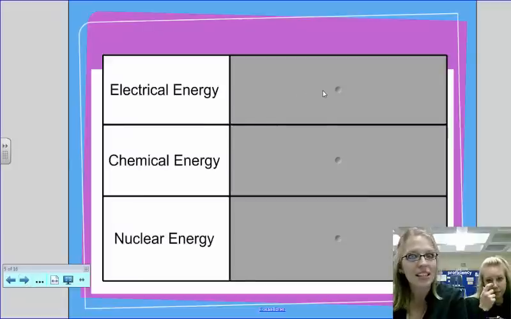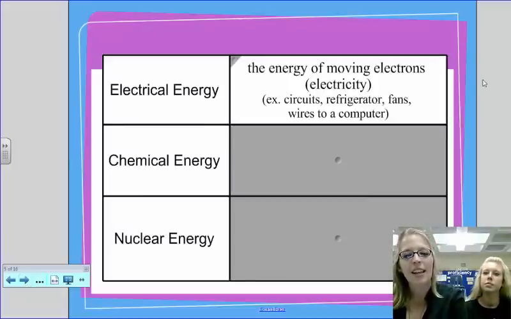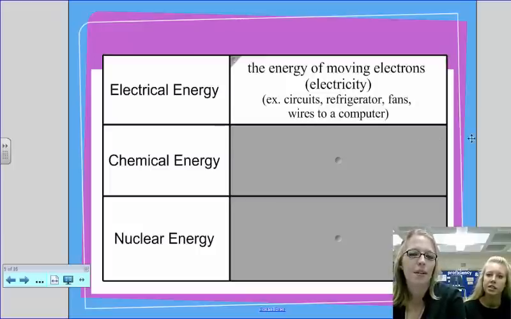Electrical energy, the one we just studied. It's energy from moving electrons. It takes energy for those electrons to go through the wires or whatever circuit you're talking about. So it's basically electricity. This connects back to conductors and insulators, which you just finished. Conductors allow the electrons to move really easily, and with insulators, the electrons do not move. Examples are circuits, fridge, fans, wires, anything that has electricity in it. So things that plug into a wall socket, or things that are battery operated.